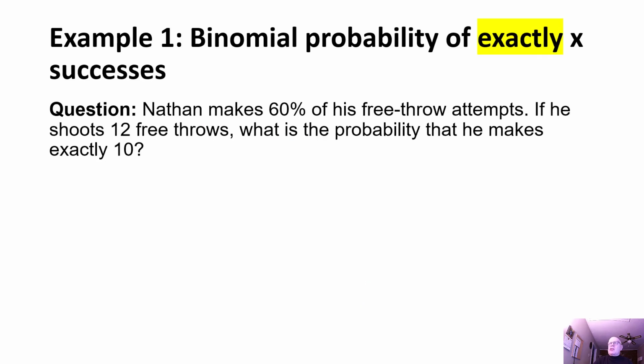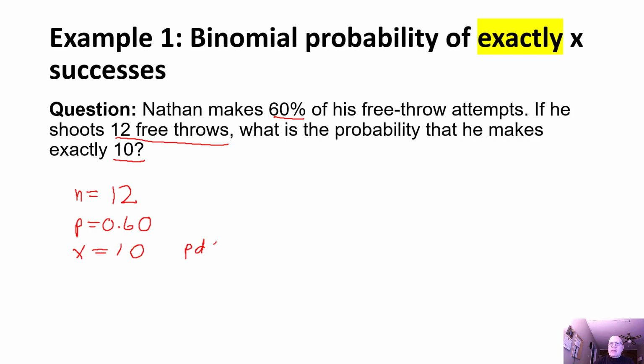So here's a question we can attack. Nathan makes 60% of his free throw attempts. He shoots 12. What's the probability he makes 10? So let's line this up. How many trials? We're making 12 free throws. What's the probability on each one? 0.6. Or you can put a 0 there if you like. And what we're targeting is getting exactly 10.